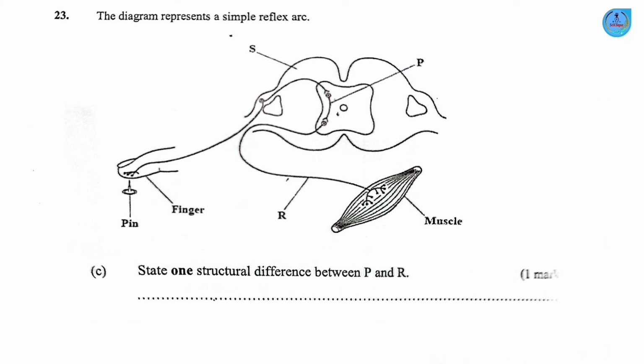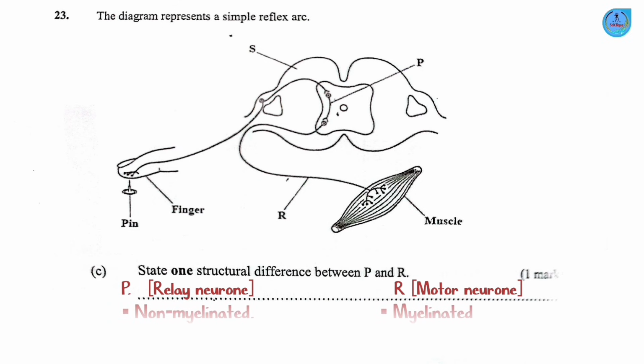Part C, state one structural difference between P and R. Okay, let's look at where P is. That is our relay neuron. And R, that is going to be our motor neuron. So when it comes to P, it lacks the myelin sheath. Okay, so relay neurons are not covered by the myelin sheath. So this is non-myelinated. While R, of course, is covered by a myelin sheath. Now, P is bipolar, R is multipolar. So any of these two is correct.